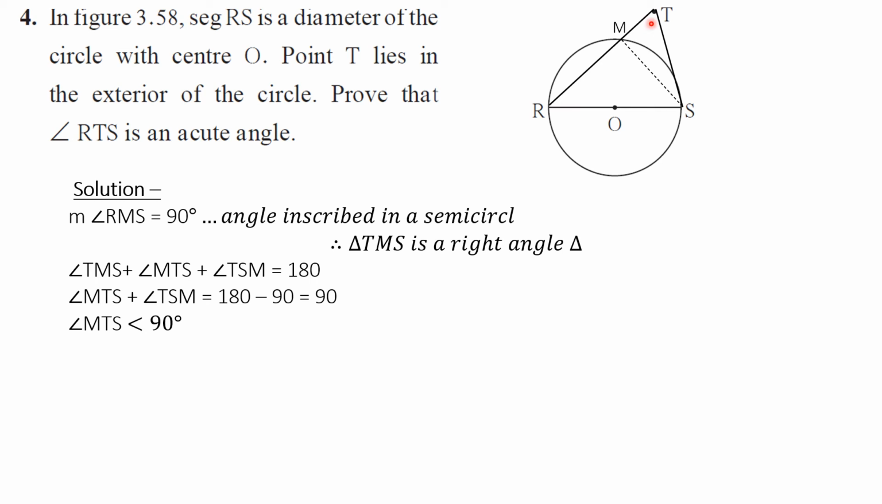Now since the sum of these two angles is 90 degree, this angle must be less than 90 degree. So we can write angle MTS less than 90 degree. Now MTS is also the angle RTS. Angle RTS and angle MTS, these two angles are same. Reason: R, M, T, these 3 points are collinear. So we can write angle RTS is less than 90 degree, and therefore angle RTS is an acute angle. This is our proof.